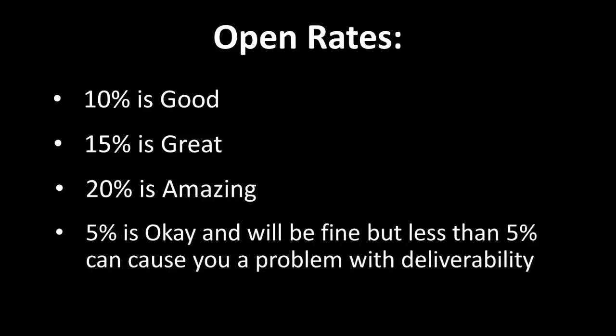Now 5% is okay. If you've got around about a 5% open rate, it's fine, but any less than that, it's going to actually cause a problem with deliverability. Clearly, people aren't interested in what you've got to send, so Gmail will notice that and they're not going to deliver those, or they'll put them straight into promotions or the junk or spam folder, right?